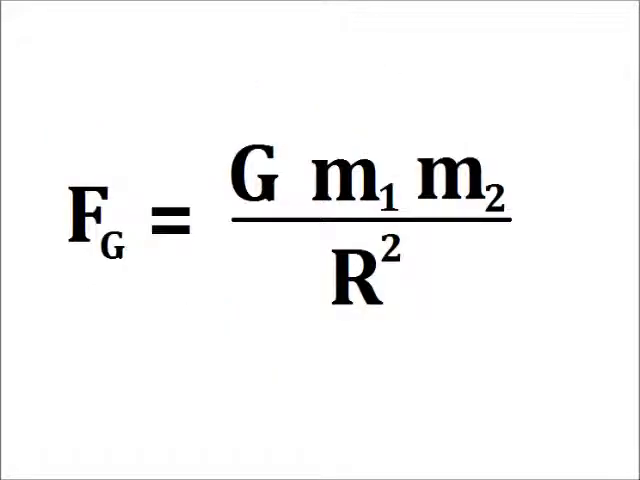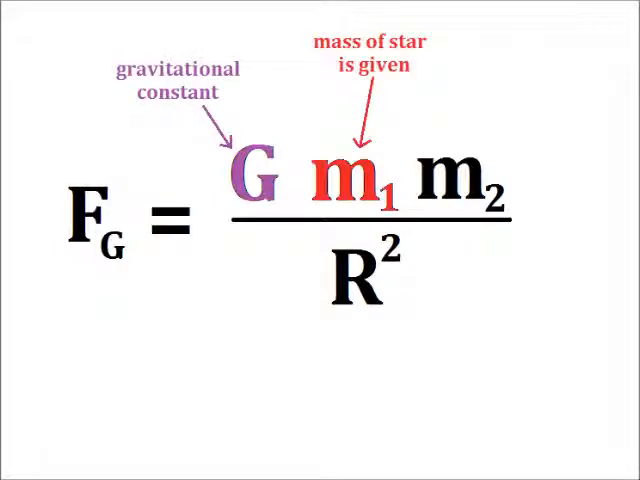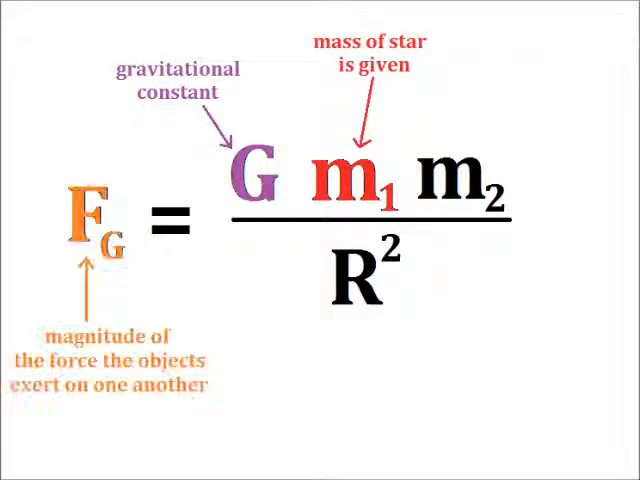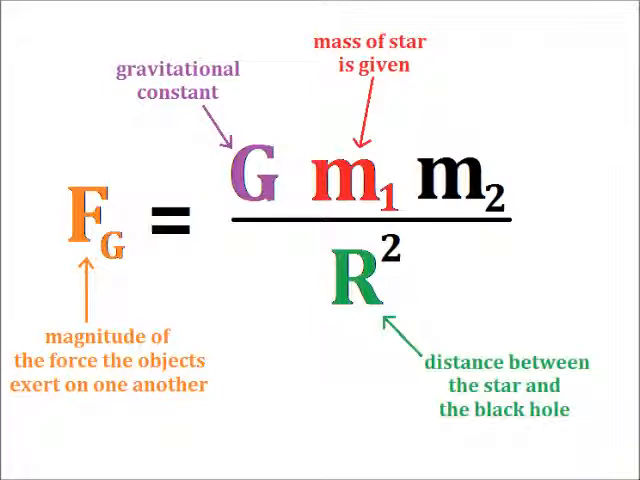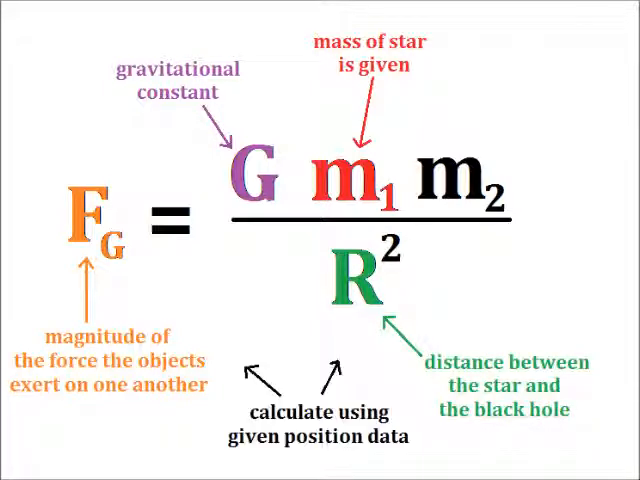Now we use the law of universal gravitation to find the mass. G here is a physical constant. We also know the mass of the star, m1. Fg is the magnitude of the gravitational force, that is, the force the star and the black hole exert on each other. In this case, Fg is also equal to F net. R is the distance between the star and the black hole. The position data are used to find both of these values.